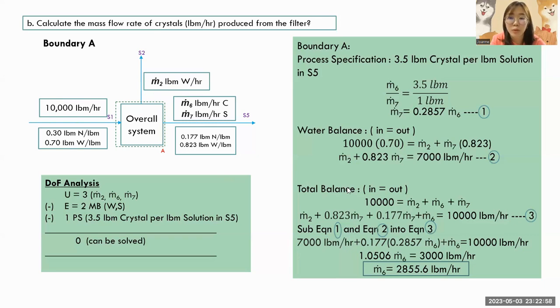So now we substitute equation 1 and equation 2 into equation 3, and we can get the final answer, which is the mass flow rate of crystal produced from the filter is 2,855.6 pound mass per hour.